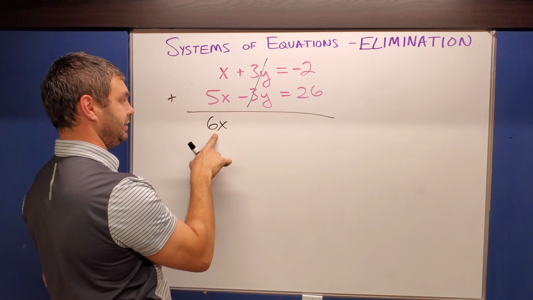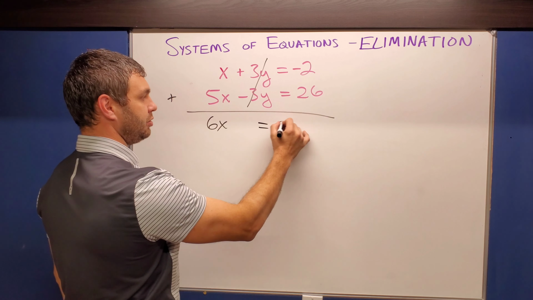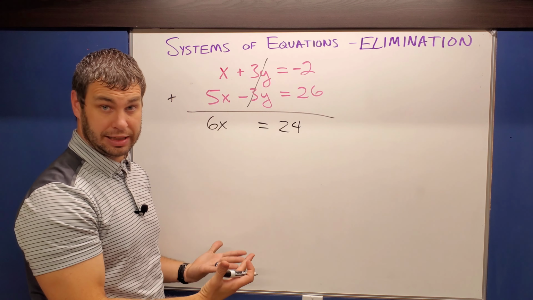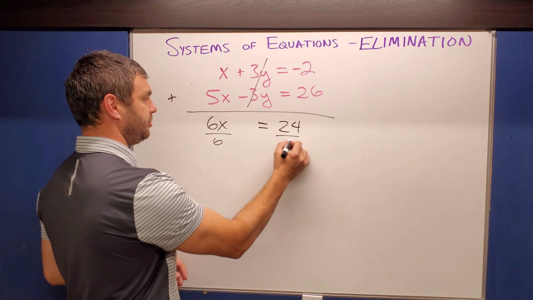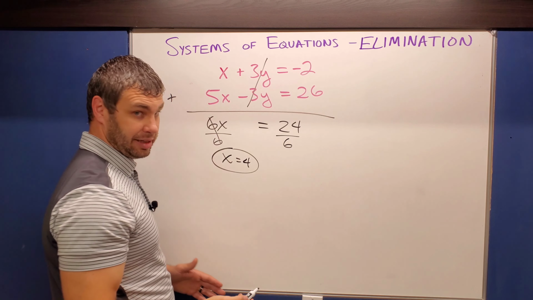And that would give us 6x, if I add these together. x plus 5x is 6x. The y is eliminated, so I can say equals 24 on this side. Then we can solve for x, and then we can take what that is, plug it back in, and get our ordered pair for our answer. If I divide both sides by 6, this is going to give me x equals 4. So that's going to be one side of my ordered pair.